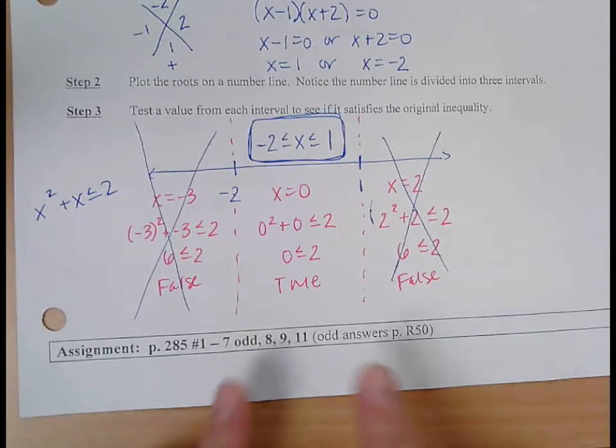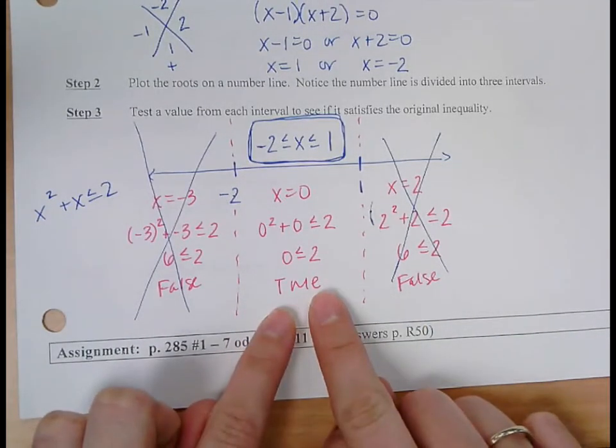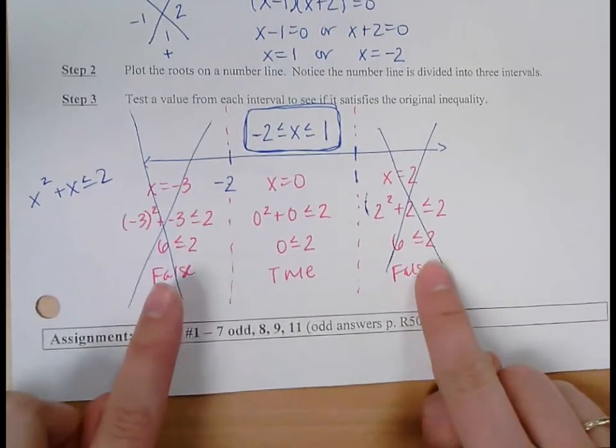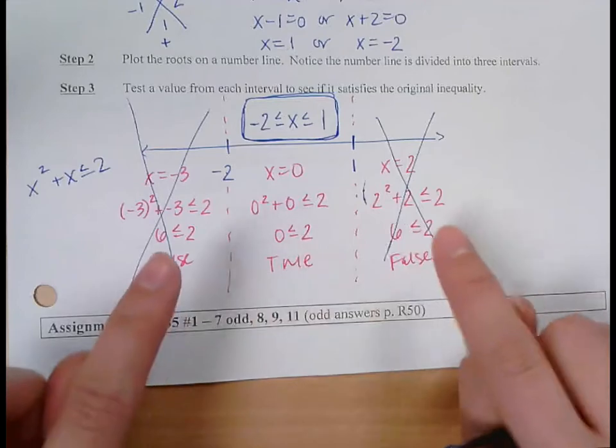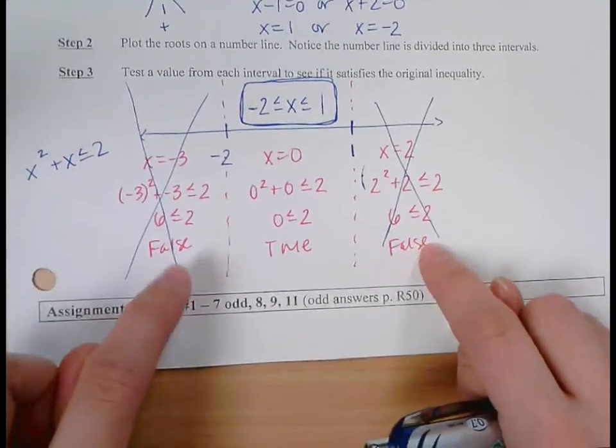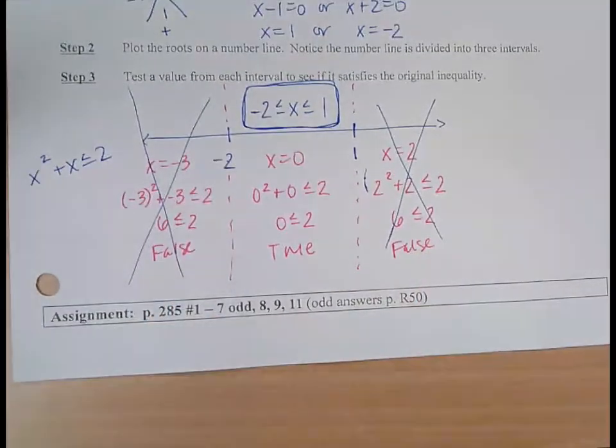Well, typically it's either going to be in between, or both of the outside intervals will be true. So it's either the middle one is true or the outer ones are true, but they would not both be true.